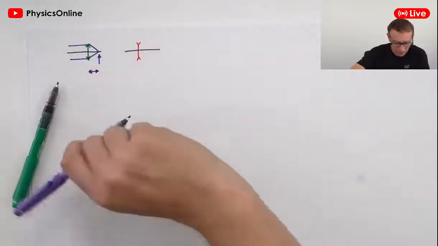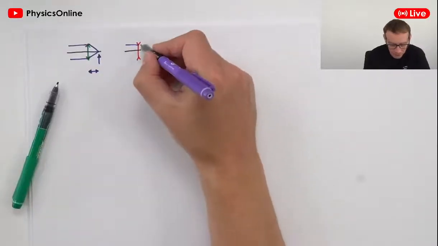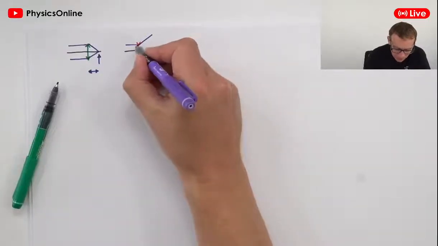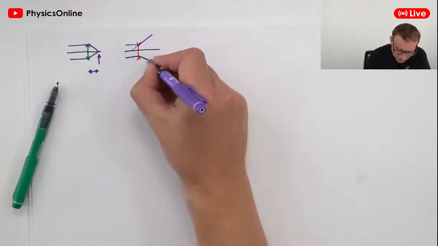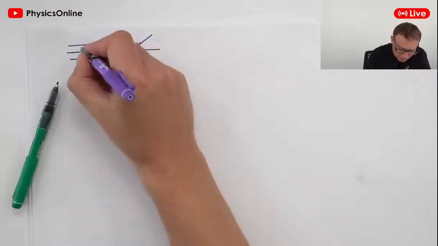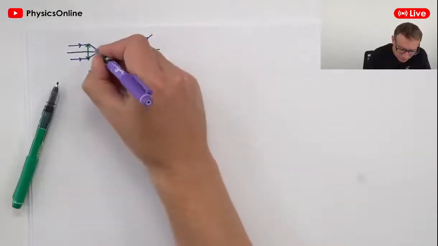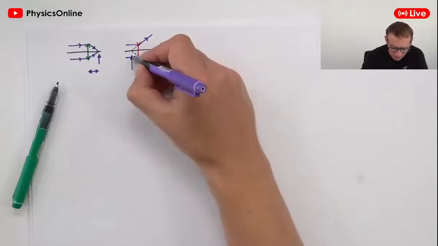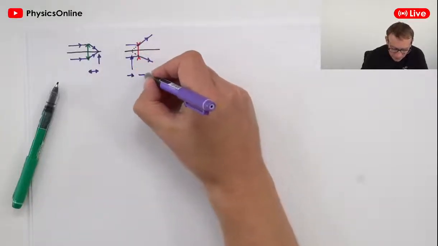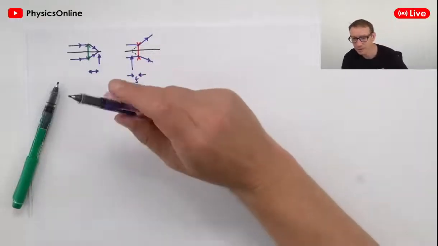If you've got a diverging lens, then rays of light parallel to the principal axis will diverge, but they appear to come from this point over here. And of course you always need to add the arrows on your rays of light to show which way it's going. Again, this point here is going to be your focal point, and this distance between the lens and that is going to be equal to your focal length f.